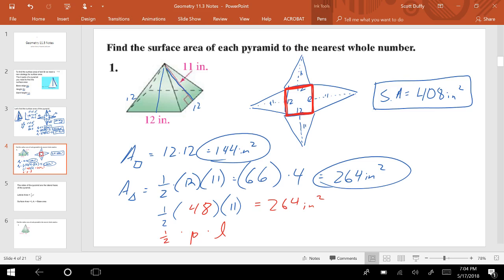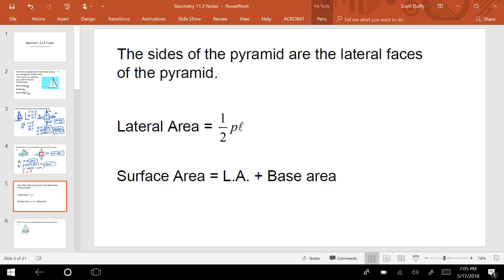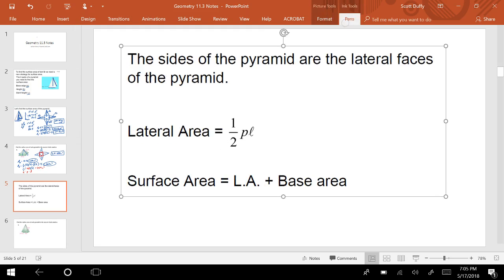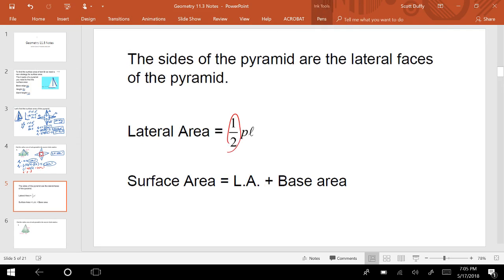But this only works when we're working with a base that has all of the same length edges. And that's what we're saying here. Lateral area is equal to 1/2 times the perimeter times the slant height. To find the total surface area, you take this lateral area and you add the base area, which is usually the length times the width.